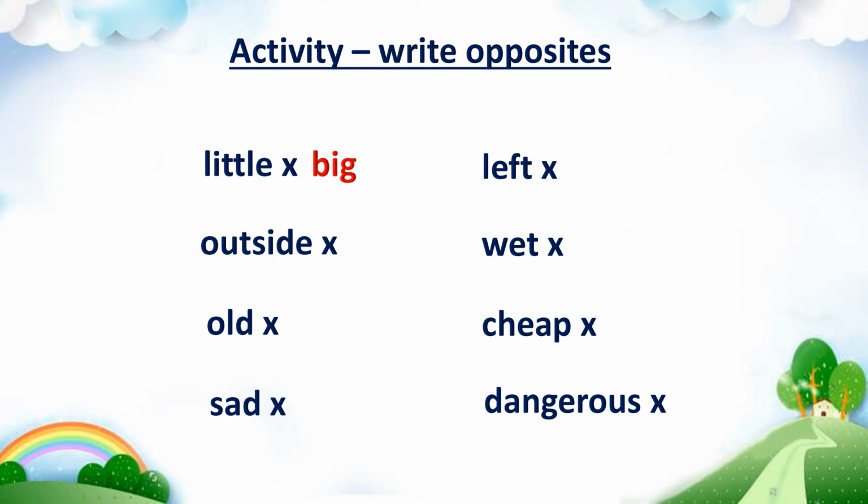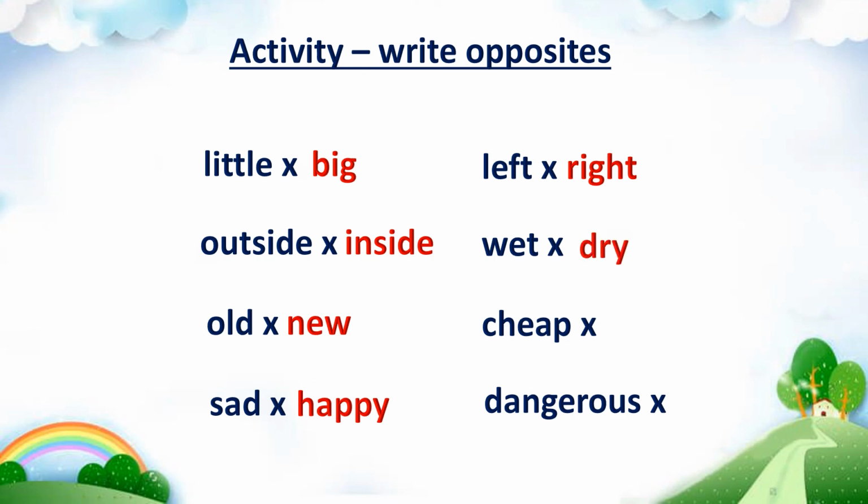Then outside, inside. Big, small. Little, big. You can write like that. For little, small, few, many can come. Little, big, big, small, outside, inside, old, new, sad, happy, left, right, wet, dry, cheap, costly. You can write very expensive also for cheap. Dangerous, safe.